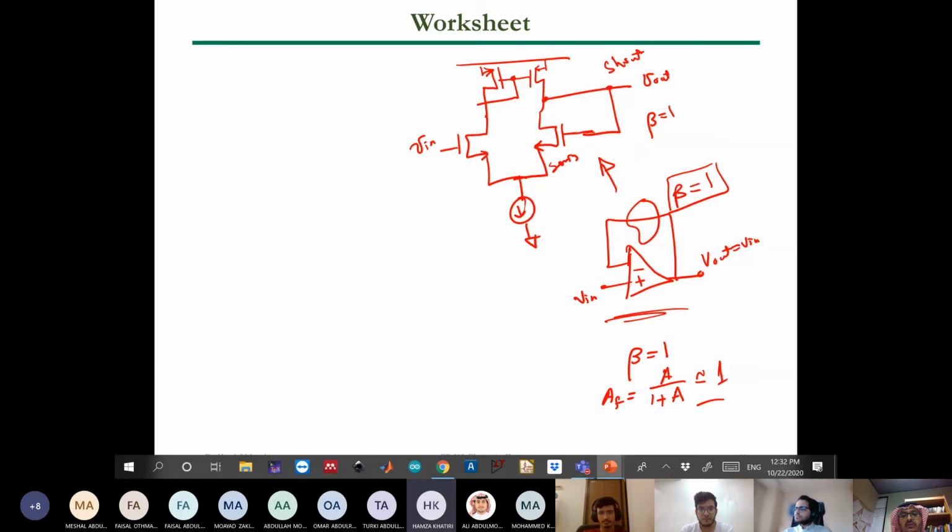Someone will say, okay, I can add here a resistor, some voltage divider resistors, that's fine. But we can also short it and it will give you a buffer. If you add a resistor, of course, your beta will not be 1. It will be less than that, because you are applying voltage division here. Okay, guys.